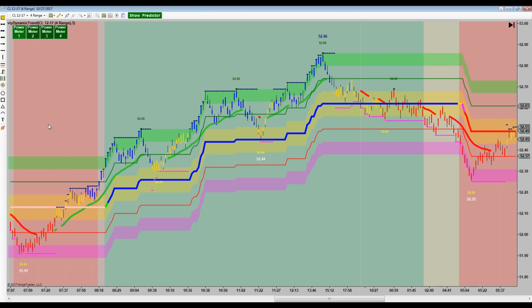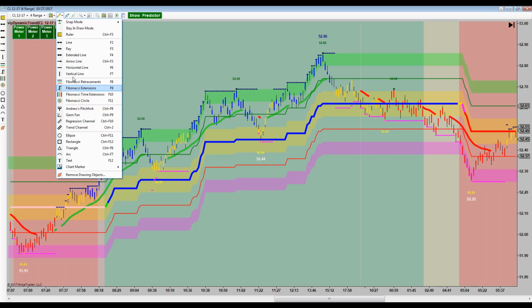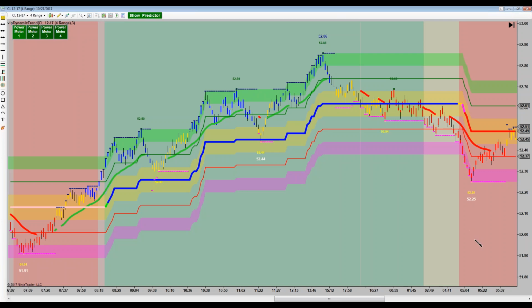So let's talk about a few trades together. 10/27 was Friday. Let's get some orientation here so we're all on the same page. Midnight Pacific time would be right here going into Friday morning. So this would be the European session, trading oil, early in the morning here. Whatever time frame you're in, adjust it to your local time.